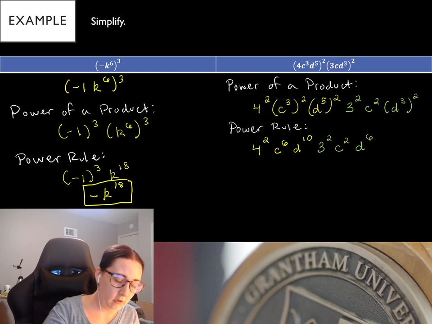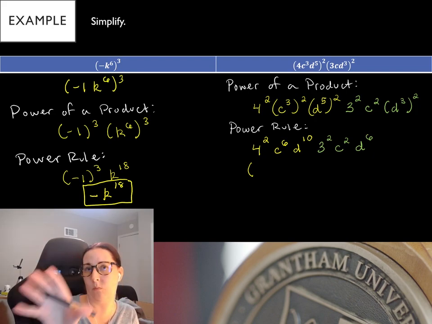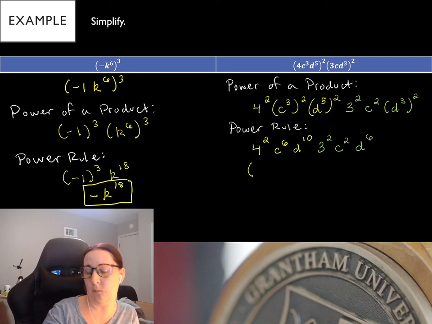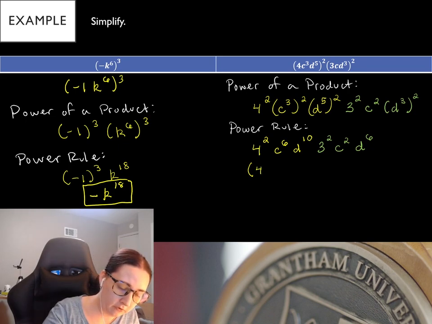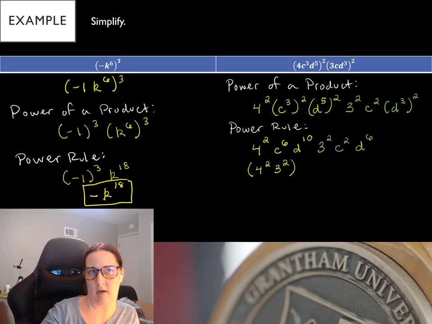And actually, let's rearrange. So I'm going to put all the numbers first. I'm going to put them in parentheses so you can see how I'm grouping things together. And what I'm using here is the commutative property of multiplication. So I have 4 squared and 3 squared that I'm grouping together.